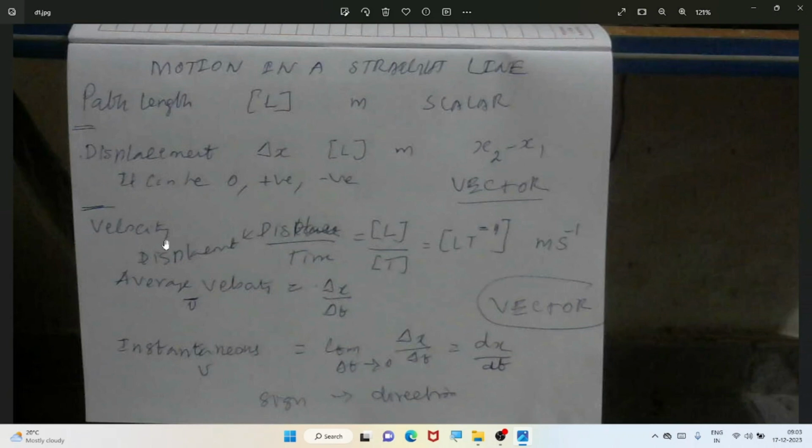Velocity. Velocity is displacement by time. This is a vector quantity. Displacement is L divided by the time, so LT^-1. The velocity can be average velocity, del x by del t, or instantaneous. When del t tends to 0, it becomes instantaneous velocity.